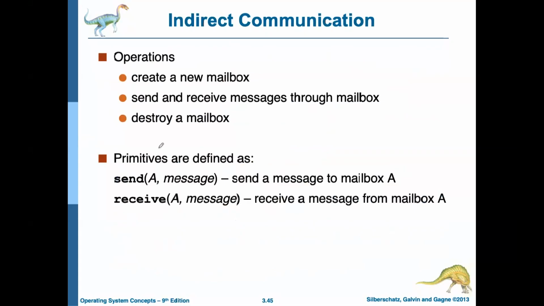Operations: create a new mailbox, send and receive messages through the mailbox, and destroy a mailbox. Primitives are defined as send and receive. Send(A, message) means send a message to mailbox A, and receive(A, message) means receive a message from mailbox A.